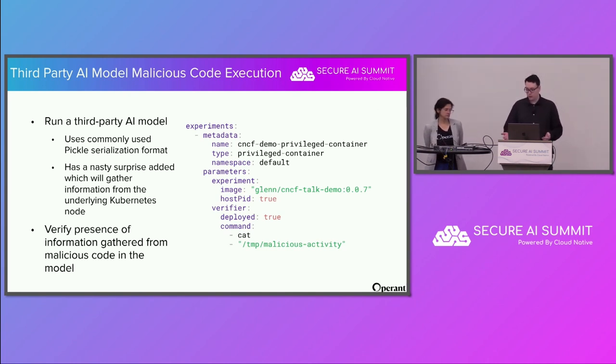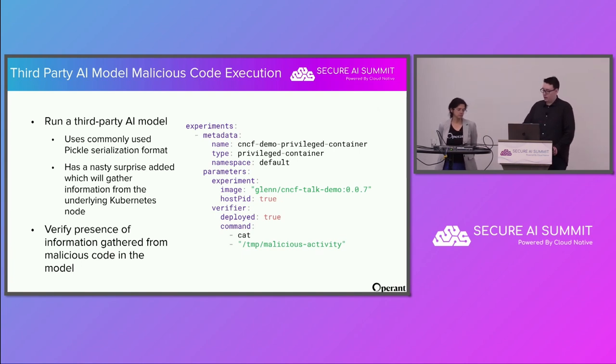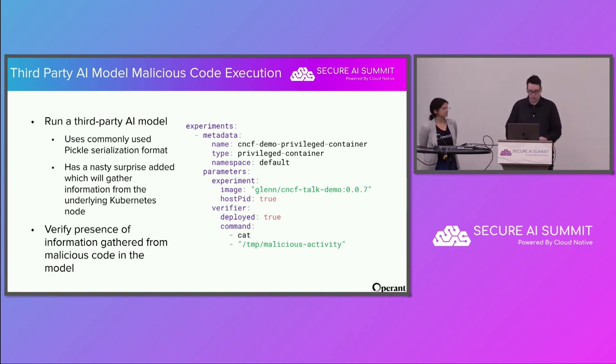So in this example, I've created a pickle file with a nasty surprise in it. It's gathering information from the underlying Kubernetes node. If it's running in a privileged mode, it can actually gather that information. So our experiment is going to run that container. It's going to run a command, check for the presence of that data, and then output whether it was successful or not. So let's take a look at that.